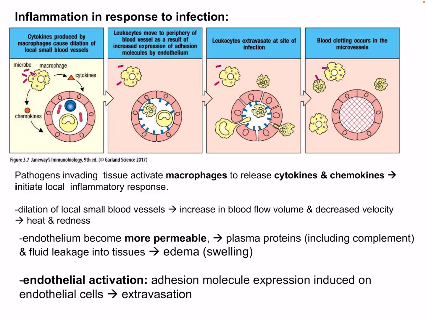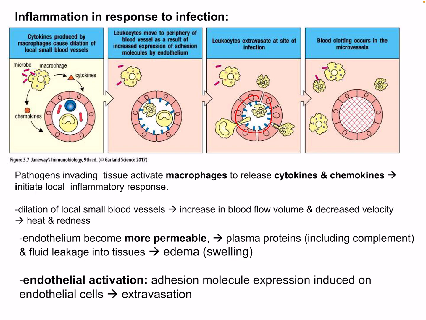So inflammation in response to infection. Cytokines can be produced by macrophages, which can cause dilation of small blood vessels. This includes certain cytokines like TNF-alpha and others. Leukocytes move to the periphery of blood vessels and as a result cause increased expression of adhesion molecules on the endothelium. Leukocytes will extravasate at the site of infection, as we can see here. And blood clotting also occurs in these microvessels.